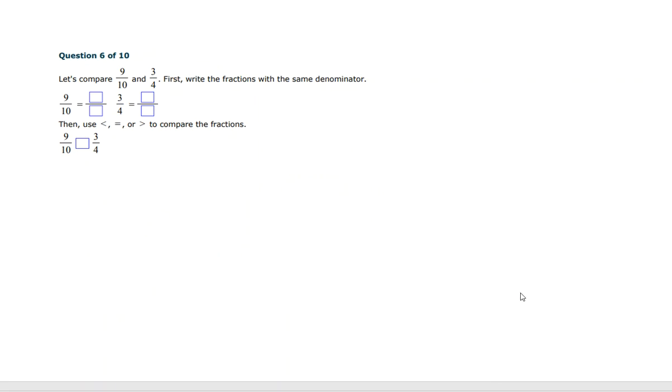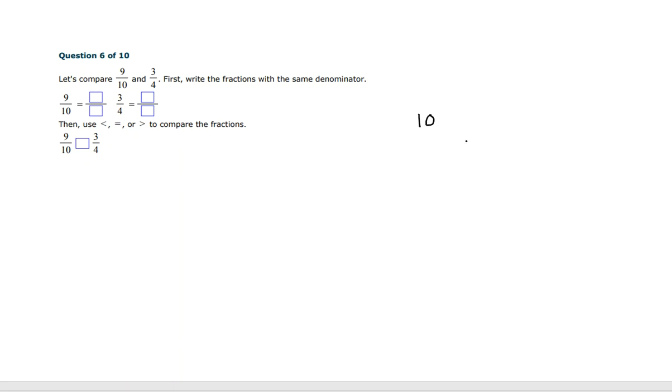Okay, let's look at one more example here. Let's compare 9/10 and 3/4. First, write the fractions with the same denominator. So remember, if you are comparing fractions and you want to keep them in fractions, you have to make equivalent fractions for them that have the same denominator. Okay, so our very first step in doing this is we want to find a common denominator between 10 and 4, which is our least common multiple.